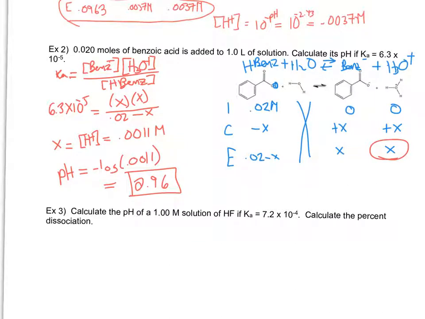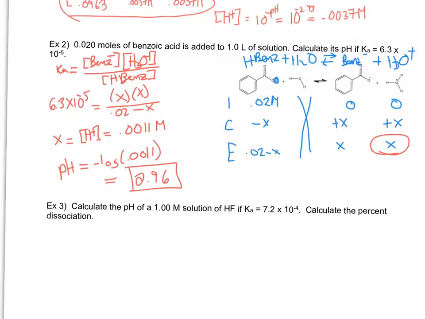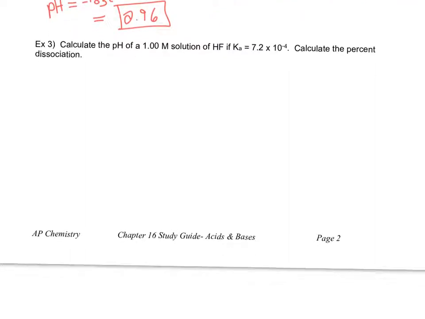Let's try another one. I want to calculate the pH of a 1 molar solution of HF. I'm given the Ka for it. I also want to calculate the percent dissociation. What percentage of it turned into ions? So I'll start with my dissociation equation. That one's pretty easy. I don't need to abbreviate it. So HF partially dissociates into H plus and F minus.